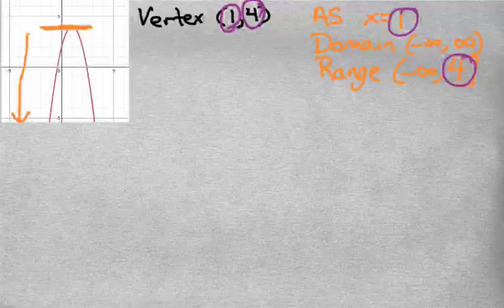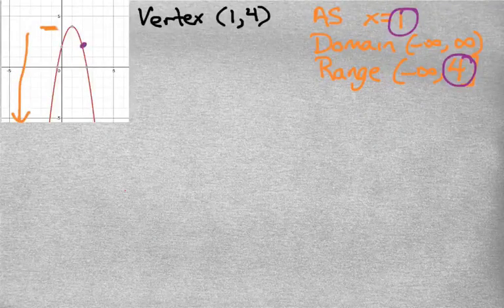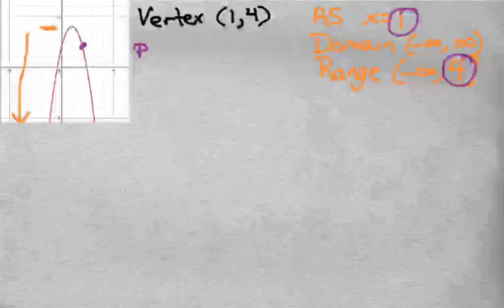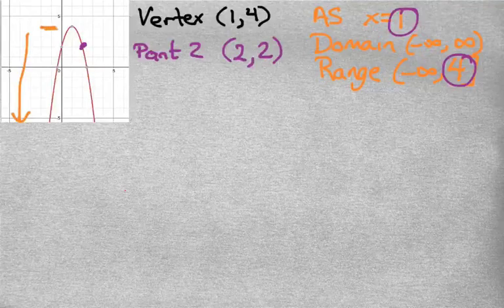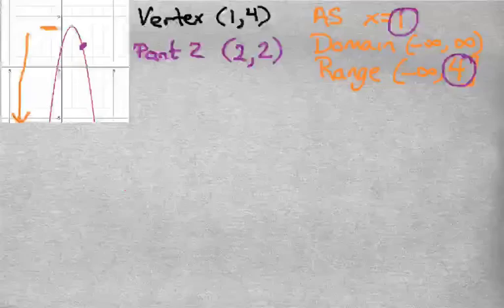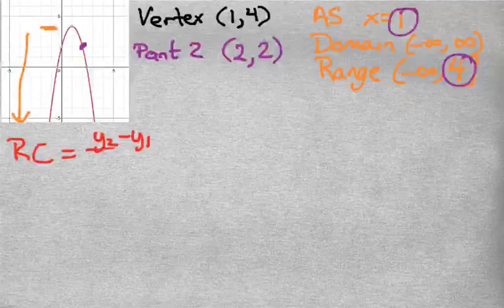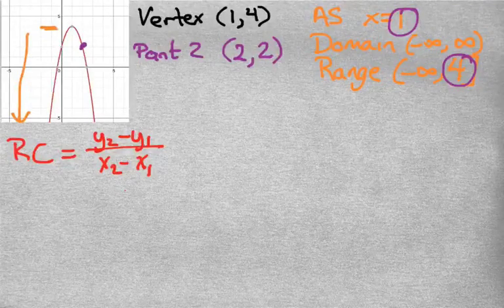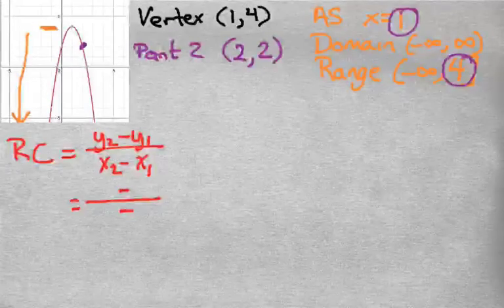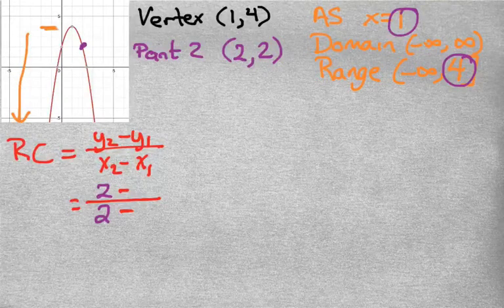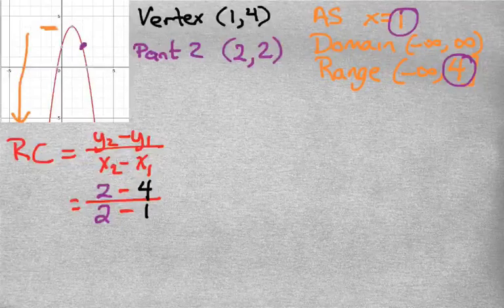So now let's find our point 2. If I look for my next point, the next good spot I have is at 2 comma 2. And so I'm going to plug into my rate of change formula, which is y2 minus y1 over x2 minus x1. Our point 2 was 2 for y and 2 for x. And our vertex was at 4 for the y and 1 for the x.